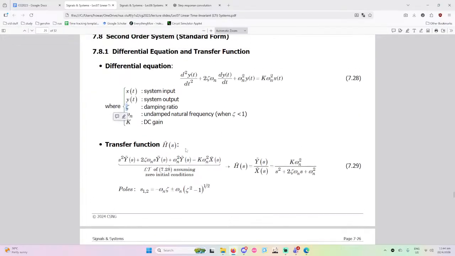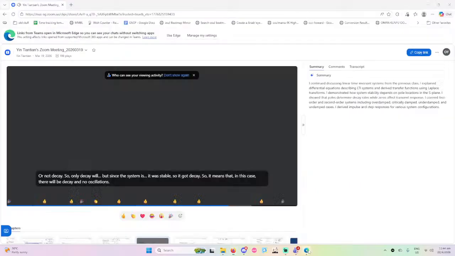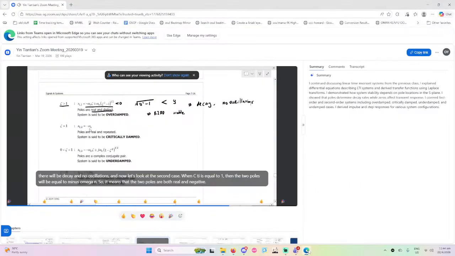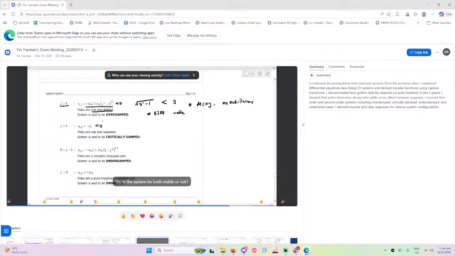There will be decay and no oscillations. And now let's look at the second case. When theta is equal to 1, then the two poles will be equal to minus omega n. So it means that the two poles are both real and negative. So is the system BIBO stable or not? BIBO stable.